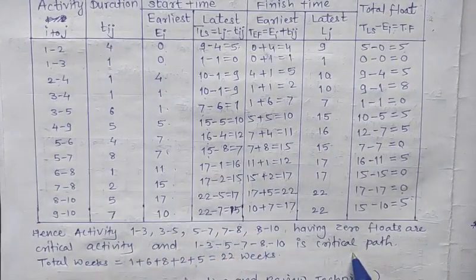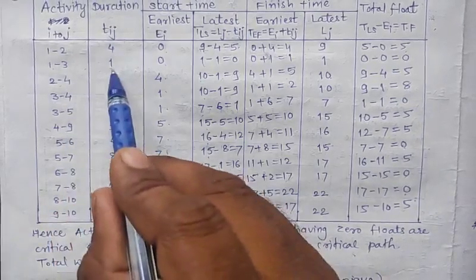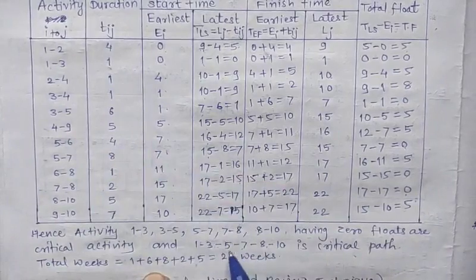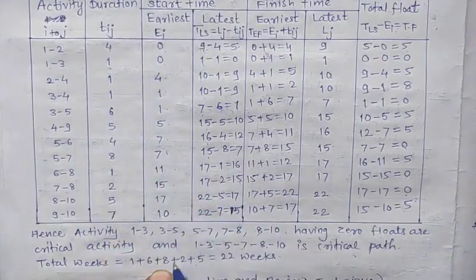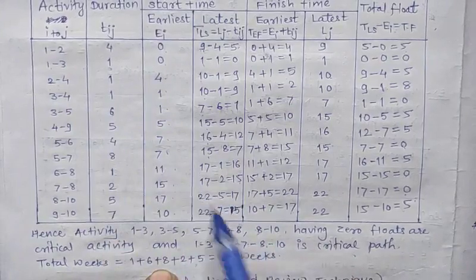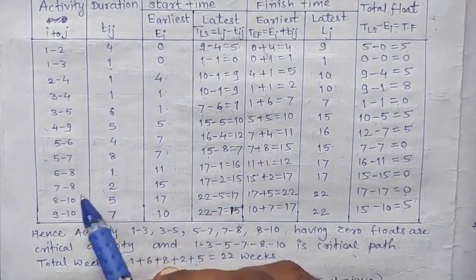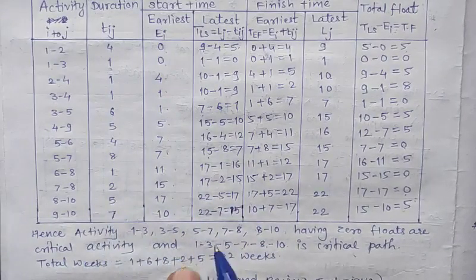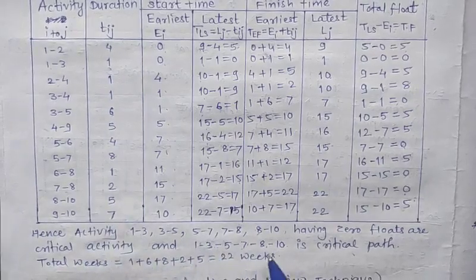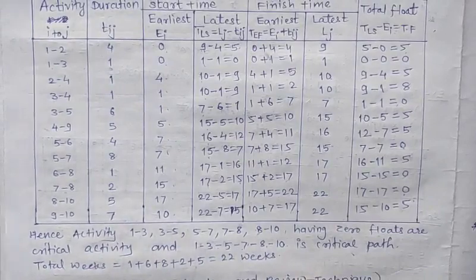The total time for the critical path: 1 to 3 has a duration of 1, plus 3 to 5 has 6, plus 5 to 7 has 8, plus 7 to 8 has 2, plus 8 to 10 has 5. Adding these, we get a total of 22 weeks for the critical path. So this is the solution of the given problem.